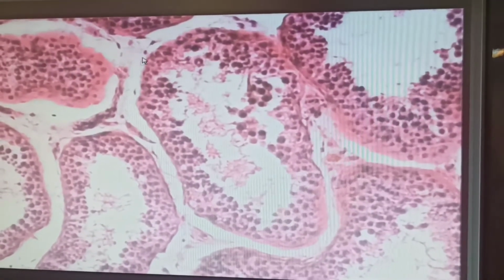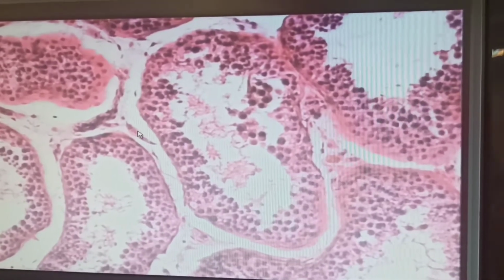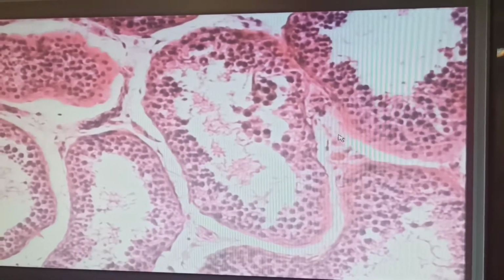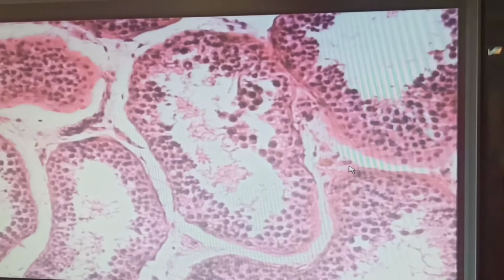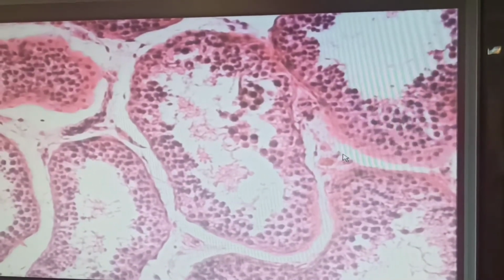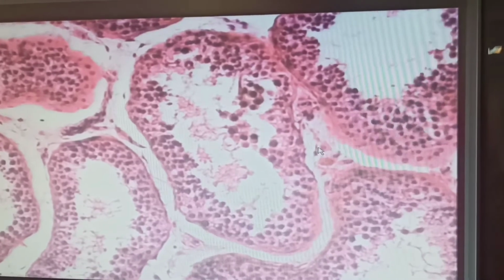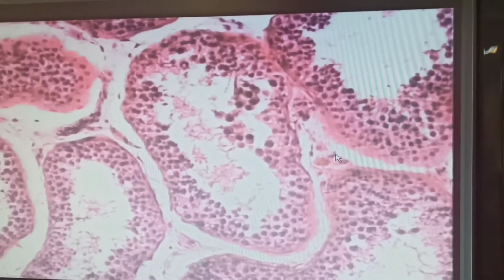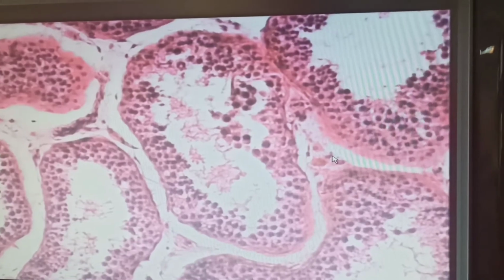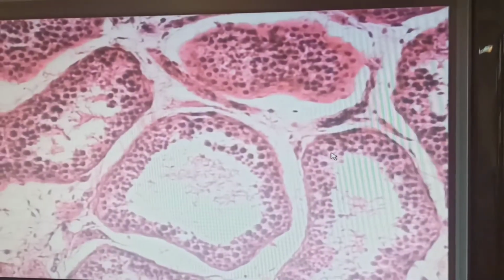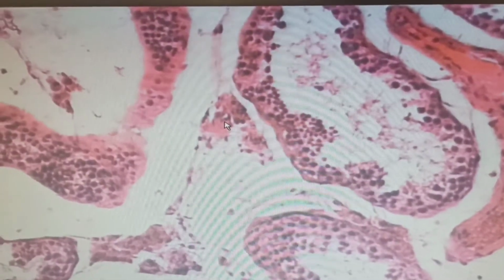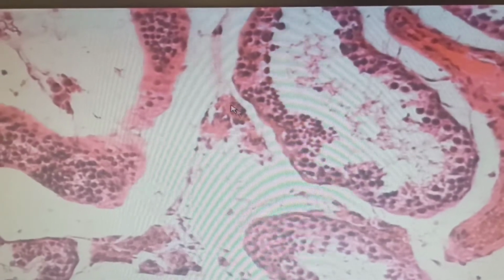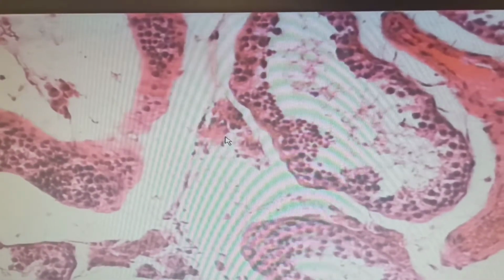Let me magnify. Between the tubules, as I said, we have the interstitial tissue. Within the interstitial tissue, we have some acidophilic cells with red cytoplasm, like these cells. This one. Outside of the seminiferous tubule, these are the interstitial cells. They produce the testosterone. A cluster of them. A number of these cells between the tubules, the interstitial cells.